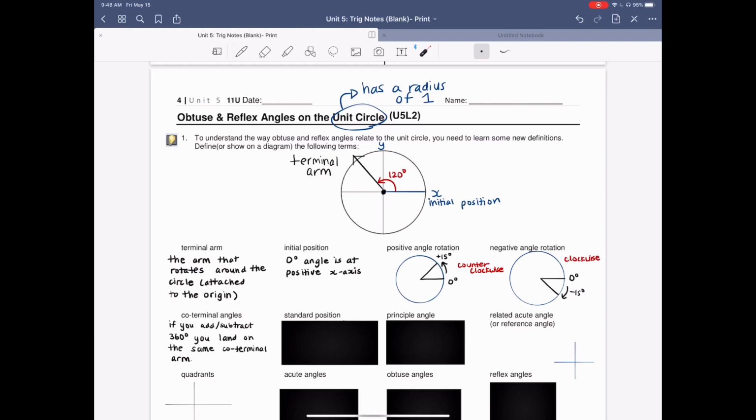For example, if I did 120 plus 360, that's 480 degrees. So that is a coterminal angle for 120. If I do 120 minus 360, that is equal to negative 240 degrees. So I could have represented 120 degrees with coterminal angles of 480 degrees and negative 240 degrees.